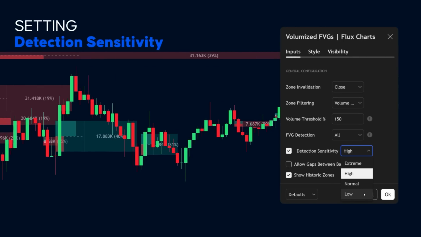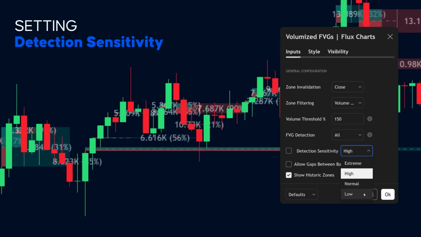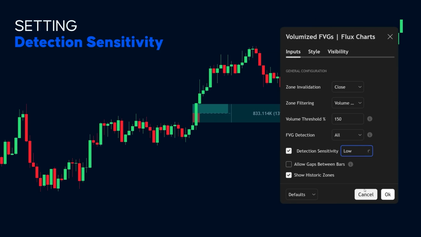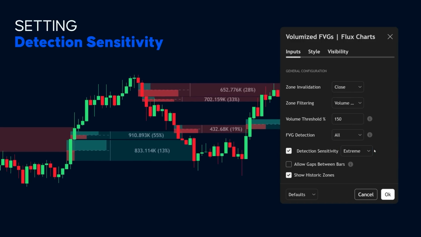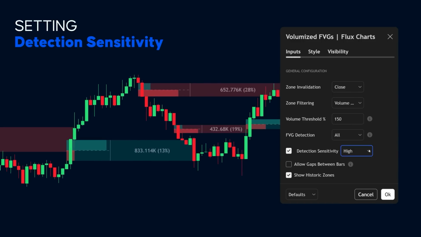The next setting is detection sensitivity. This controls the minimum size a gap needs to be before it's plotted. If you turn this setting off, the indicator will show every possible gap it finds, even the smallest ones. If you enable it, you can choose between low and extreme. Low only plots the biggest gaps, while extreme catches even the smallest ones. The other options fall in between, letting you decide how much detail you want on your chart.